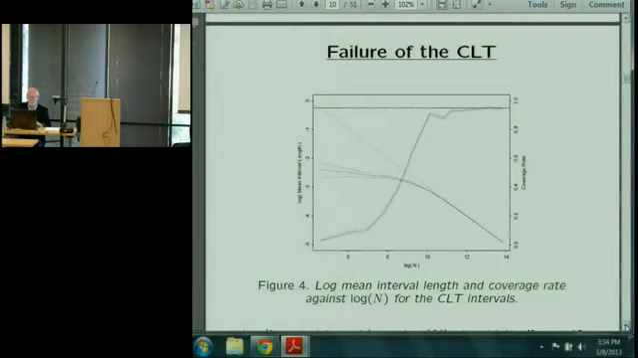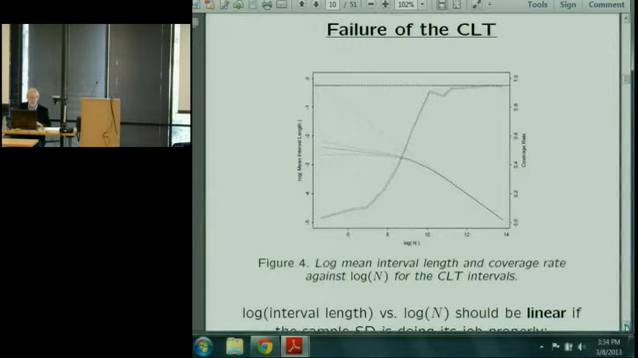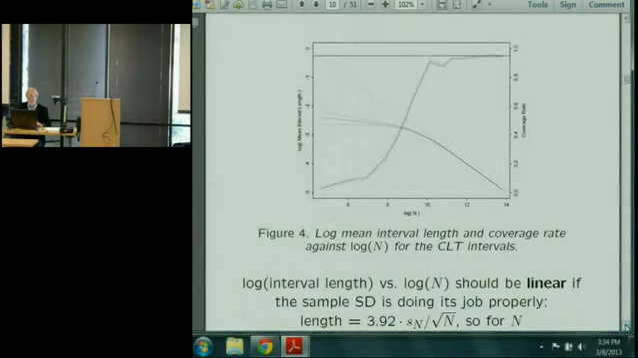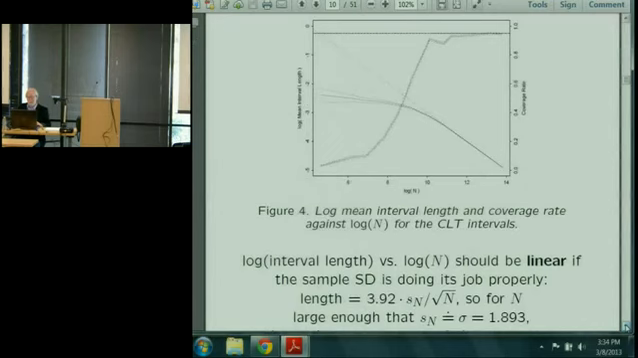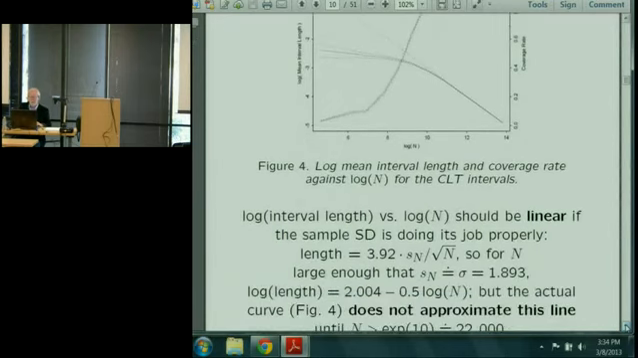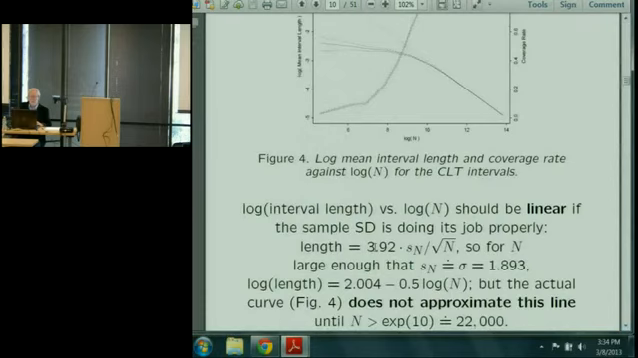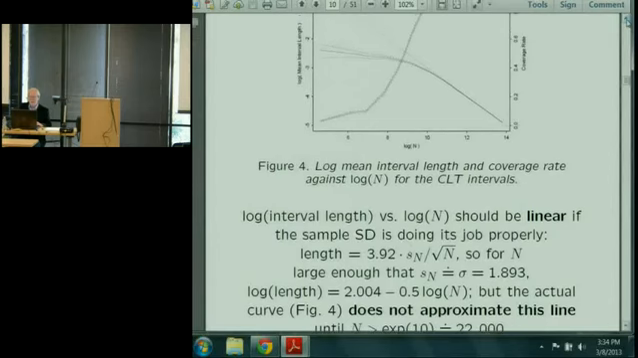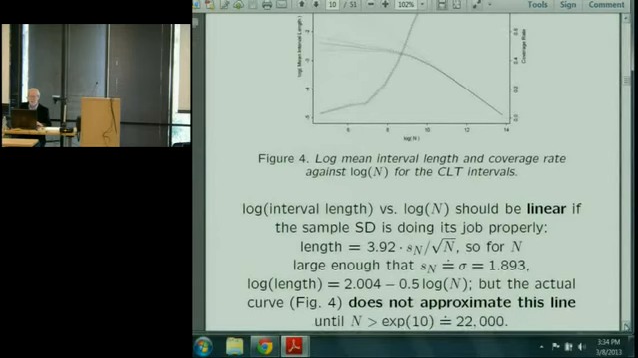We can look at the log mean interval length and the coverage rate against the log sample size for these intervals. And you see that the log interval length versus the log sample size should be linear if the sample SD is doing its job properly, because the length of one of these intervals is equal to 1.96 times 2, times Sn over the square root of n. So take the log of both sides, and you find that there should be a linear relationship between log length of the interval and log sample size. But the actual curve does not approximate this straight line.